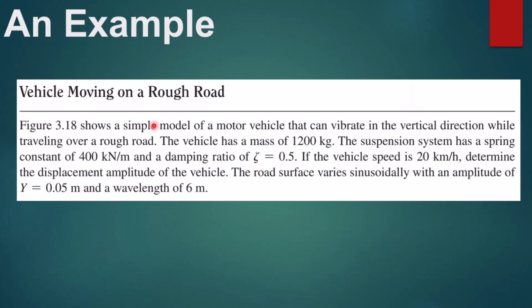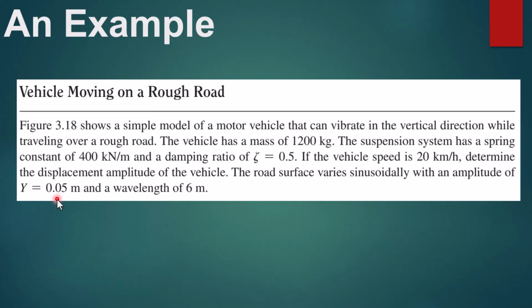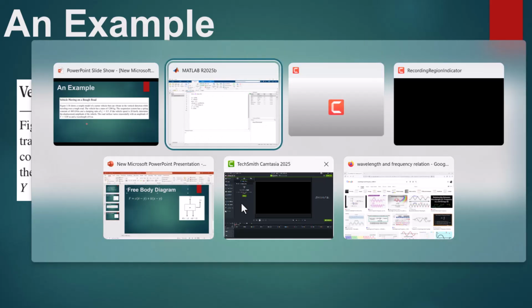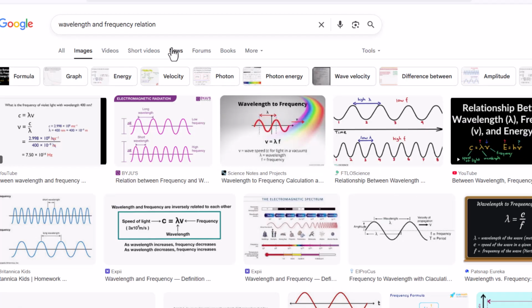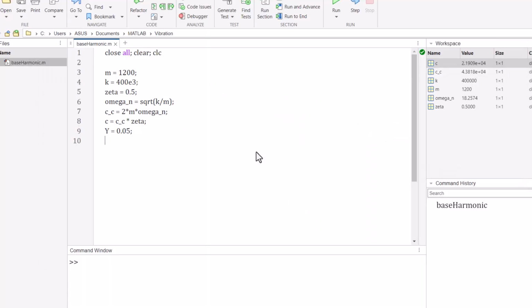And the road surface varies sinusoidally with an amplitude of 0.05. So y is 0.05 and it has a wavelength of 6 meters. And in order to find the relationship between wavelength and frequency, I searched it, and here you can see the equation. v is equal to lambda times f. So lambda is the wavelength and f is the frequency, and v is the speed of the vehicle, which is 20 kilometers per hour. So v is 20 kilometers per hour.